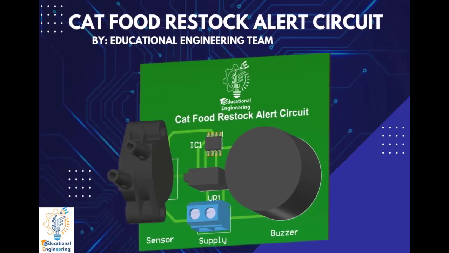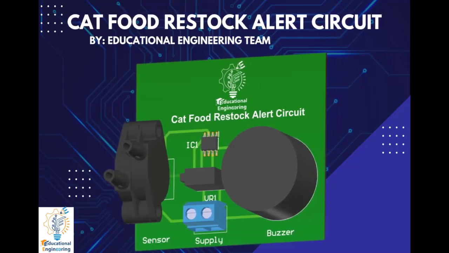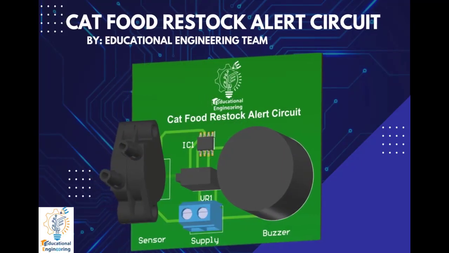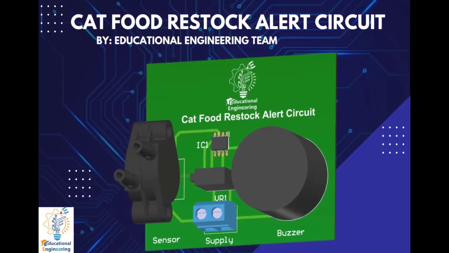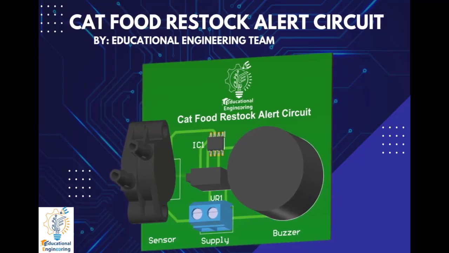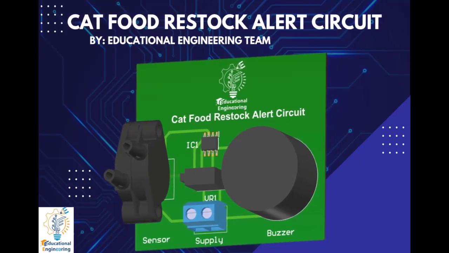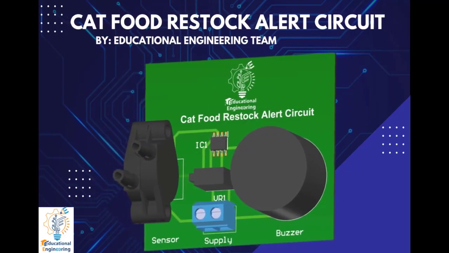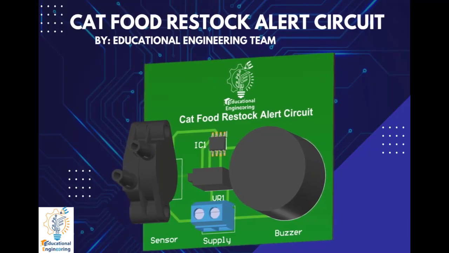Hi, and welcome again to another video. Today, we're gonna learn how to design a cat food Restock alert using Altium Designer. So this board consists of few components suitable for quick projects to build. It includes only an AD820R op-amp IC, a buzzer, a pressure sensor, and a supply.